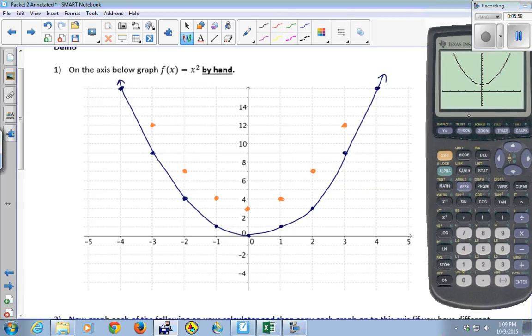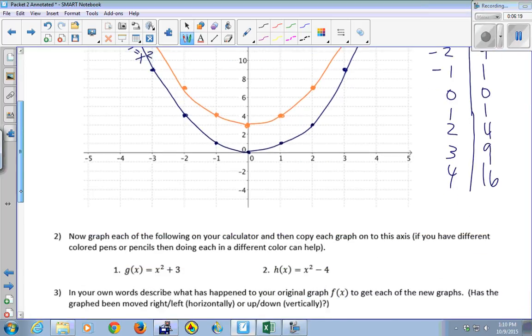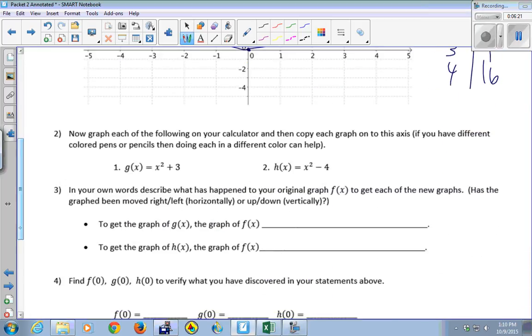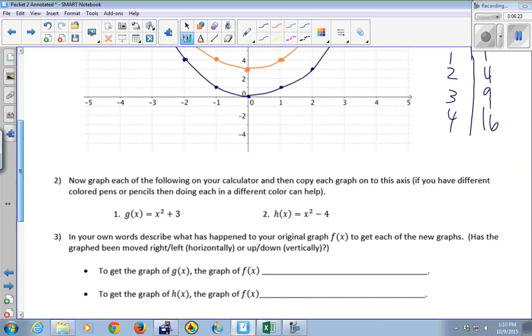So if I connect those with a nice smooth curve, there's my new graph. This is, I think I called it, g of x equals x squared plus 3. This first one was just f of x equals x squared. Right? And then I also want to do x squared minus 4.